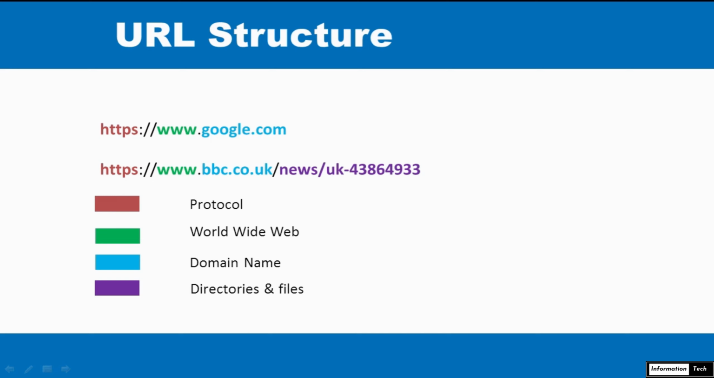Next, we've got this blue part here, which is represented by this blue key, and that is known as the domain name. Domain name basically means where the resource is located. It's kind of like a unique door number for an address.